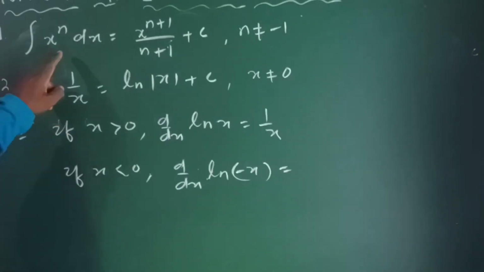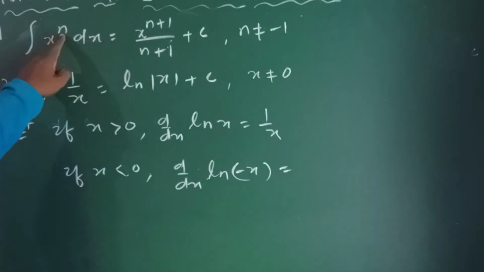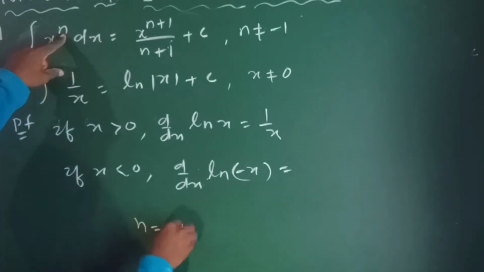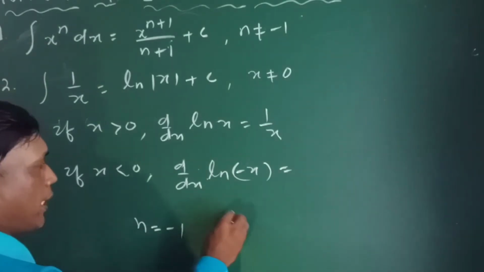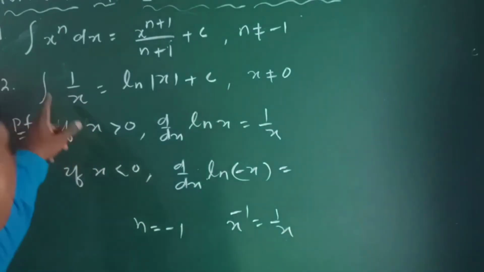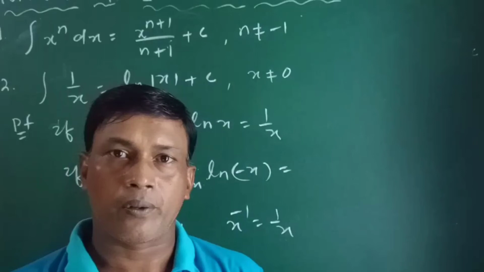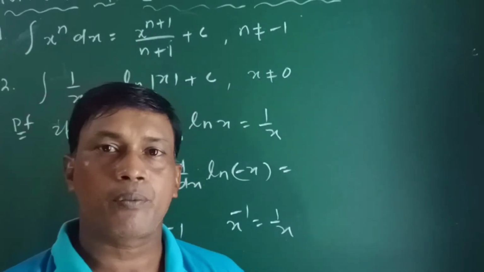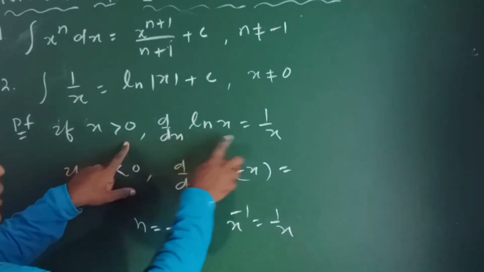So we find the integration of x to the power n is equal to x to the power n plus 1 by n plus 1. If we take n equal to minus 1, then we can't apply this formula. If n is equal to minus 1, then x to the power minus 1 is 1 by x. How can we integrate 1 by x? So the integration of 1 by x is equal to ln mod x plus c. We know the derivative of ln x is 1 by x. How can we find this? Look here, if x is positive, then the derivative of ln x is 1 by x.